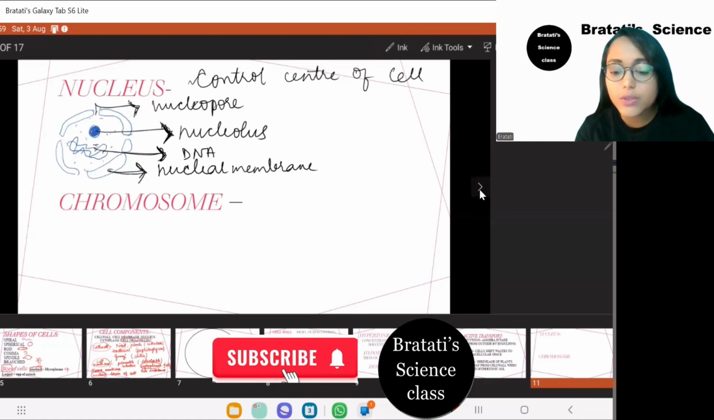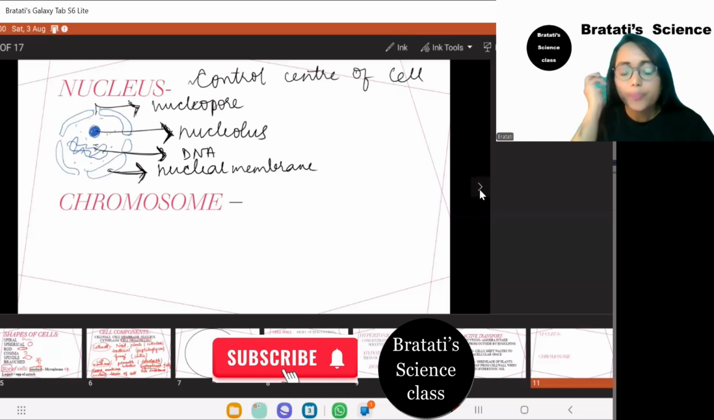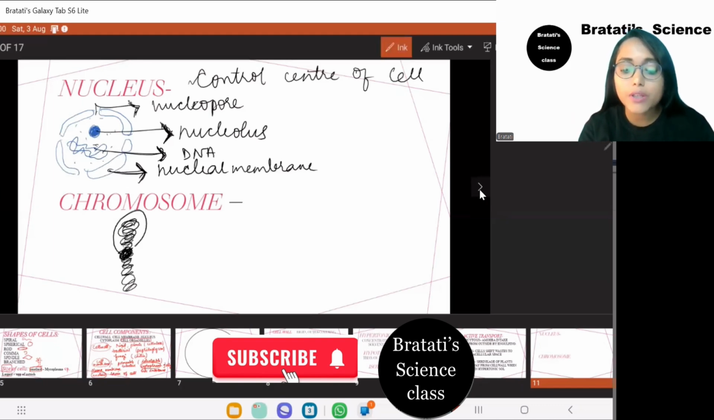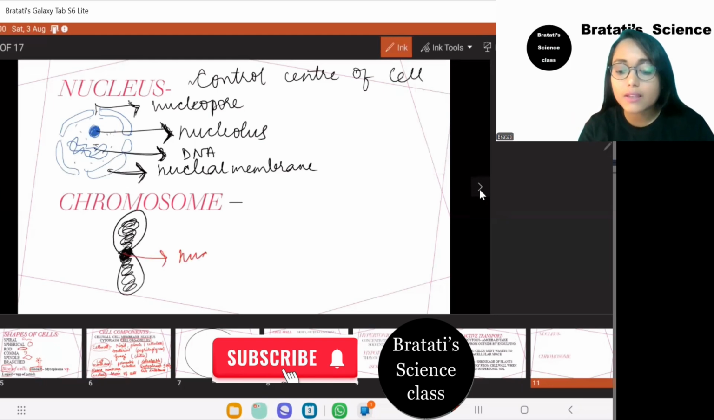Now this DNA, during cell division, the cell breaks, and from the mother cell the daughter cells are produced. When the DNA is tightly coiled and condensed, it produces the chromosome. Here this is the nucleus. These two parts are called chromatids. This is a chromatid and this is a chromatid, and together they are called the chromosome.